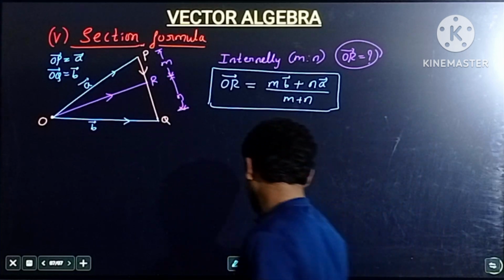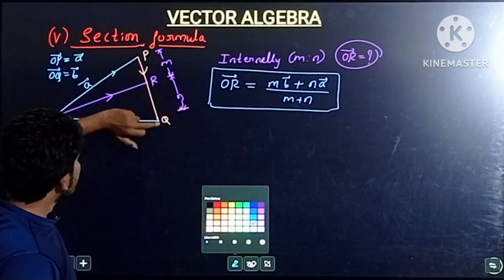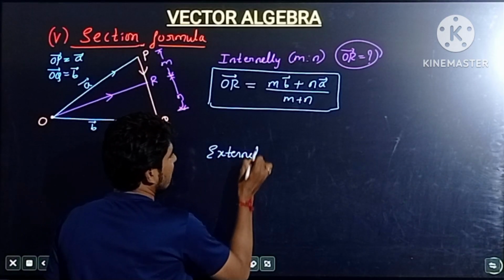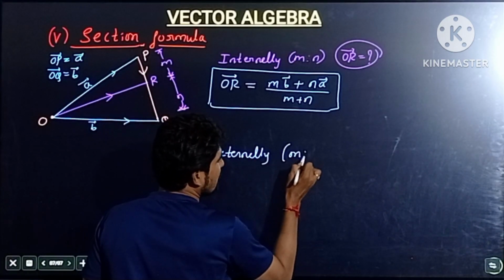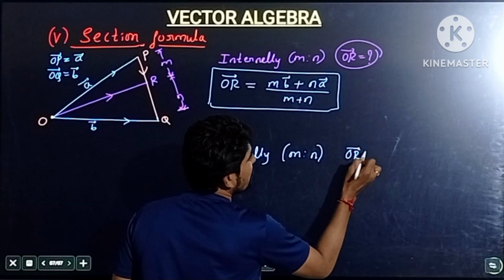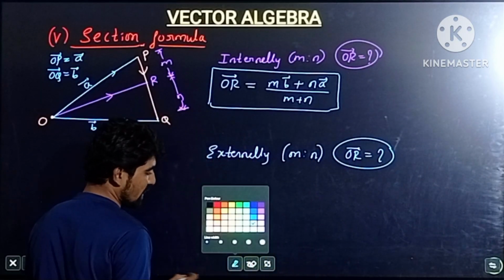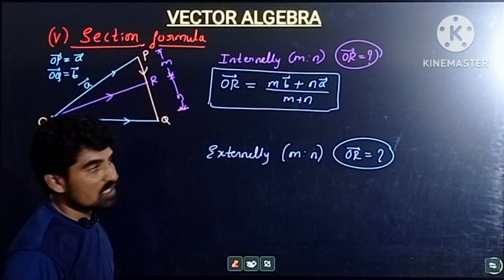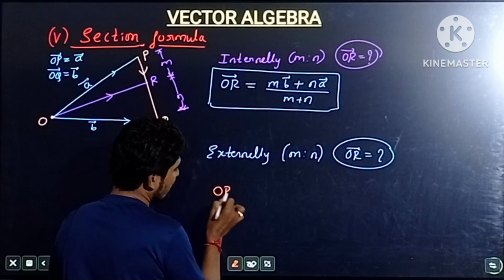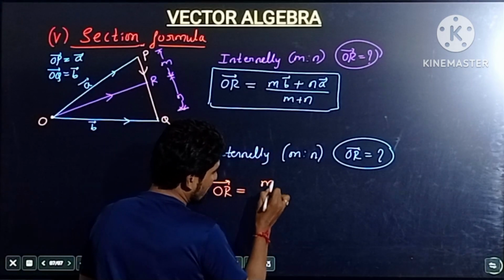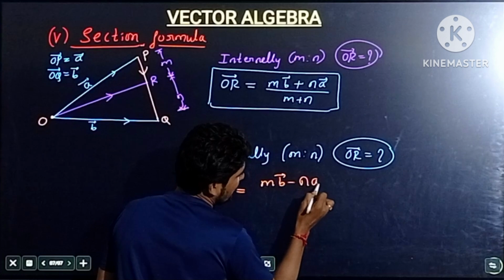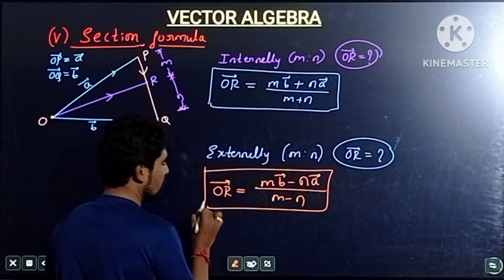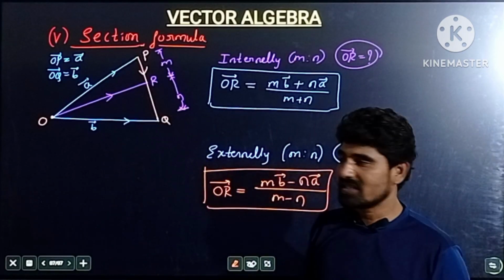Suppose this point R divides this PQ externally in the ratio m is to n. Then what is the position vector of the point R? See here, the formula for the position vector of the point R when it divides this PQ externally in the ratio m is to n is OR vector is equal to m into B vector minus n into A vector, divided by m minus n. I hope all of you understood the concepts which are discussed in this video.